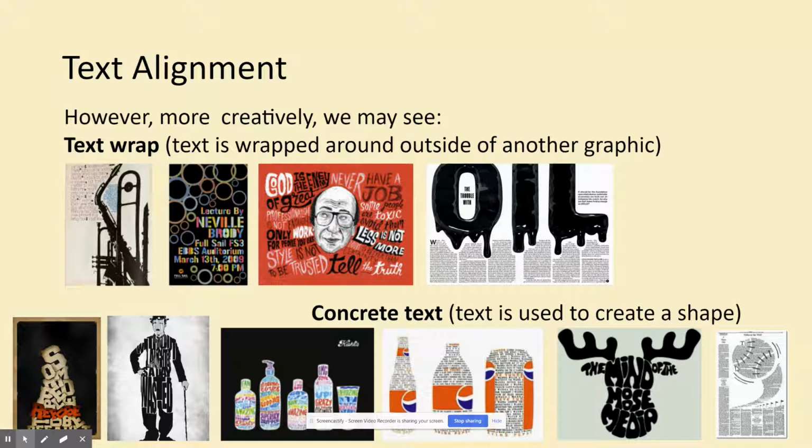But there are some more creative ways that we might use text alignment, and the first of those is using text wrap. So text wrap is where we take our text and we make it fit around something else. So the thing it's fitting around might be a graphic, like it is over here. It might be some shapes, it might be an illustration, it might be an image like it is here. But in any case, the key to spotting text wrap is that the edges of the text will follow the curves or contours or shape of another object that overlaps with it.